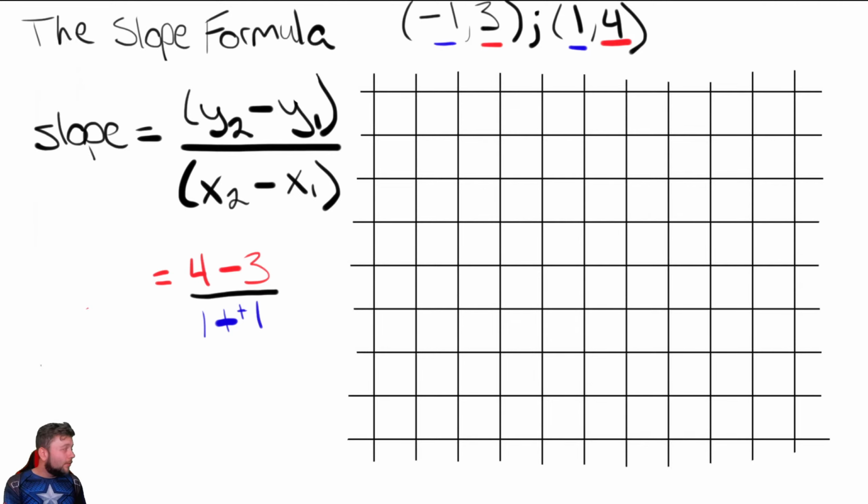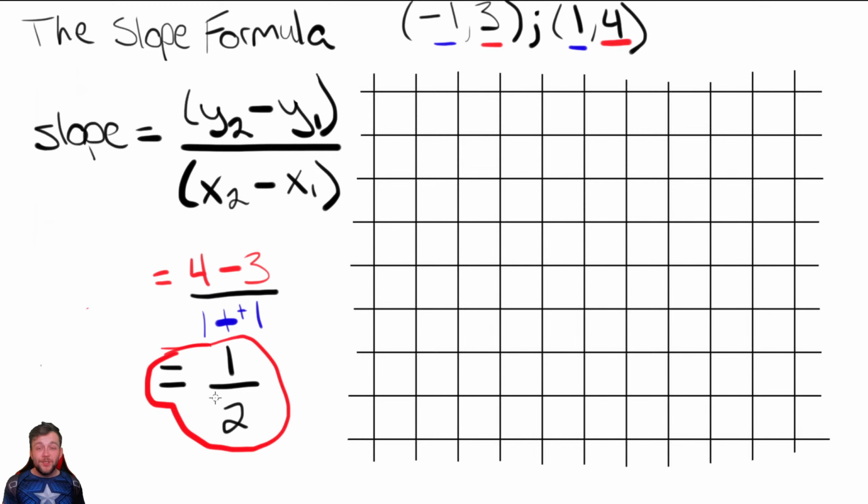So what you get is, what's 4 minus 3? Well, that equals 1 over, and then 1 plus 1 is 2. So our slope of the line, circle your answer, always circle your answer, is +1/2. Boom, we're done. We've got it all under control. That's the slope of a line. It's not too bad, right?